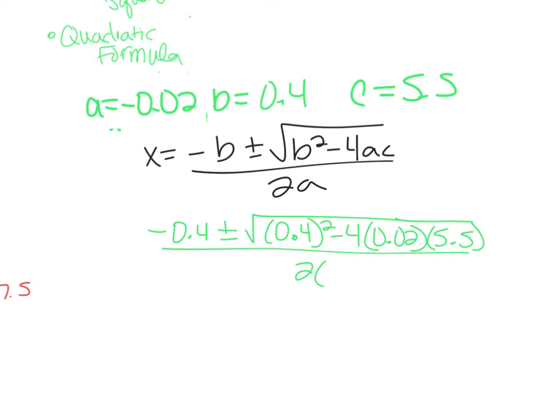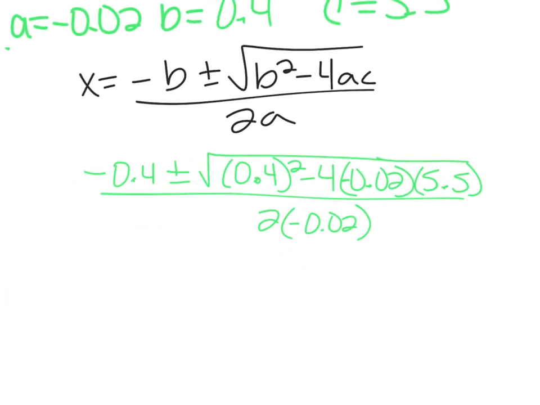oh, I forgot there was a negative in that a. Good thing I saw that there. The one messed everything up. So minus 4 times negative 0.02 times 5.5. And then on the denominator would be 2 times negative 0.02. Okay, so let's go ahead and do this.